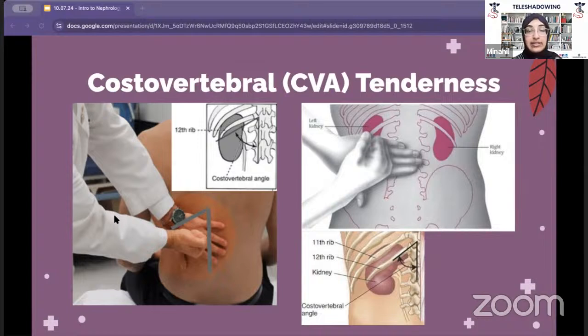And where it meets the spine, that's basically that angle. You would place your hand there, and you'd place basically the palm of one hand firmly over that CVA, and then you'd strike with the other hand like this, basically on both sides. So we'll show you a video of how it looks.